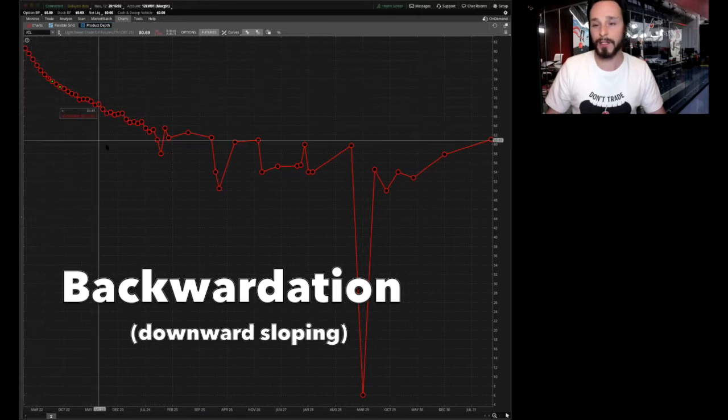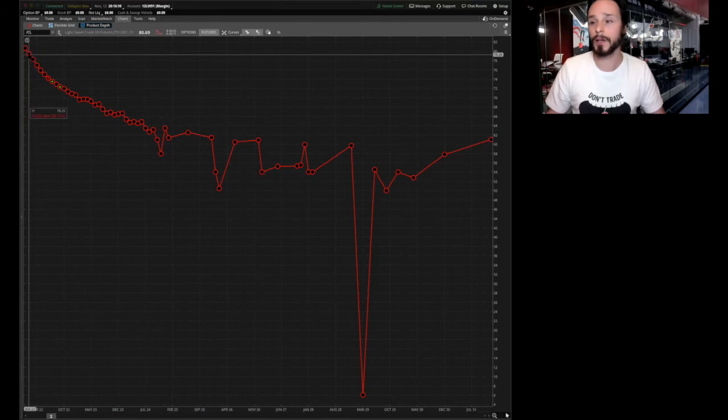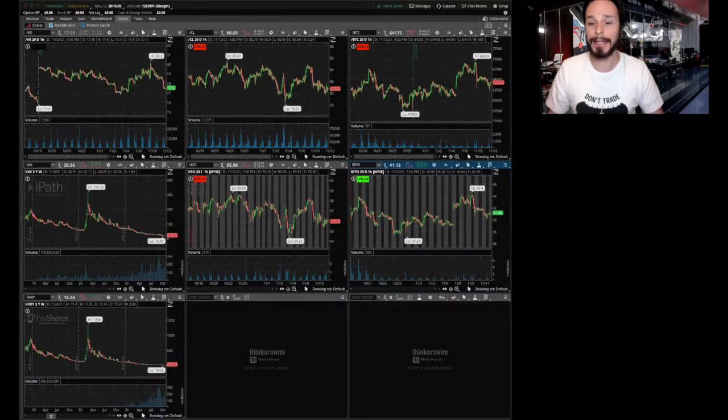Backwardation is when the prices go down in the back month compared to the front month. So if you were to roll your futures contract from December to January or from January to March, the price you would be getting in the back month would be lower than the contract you're holding right now in the front month. So what would happen to our ETF USO?